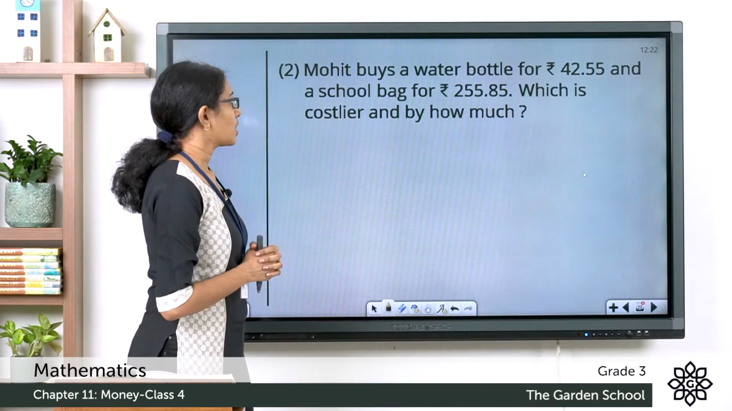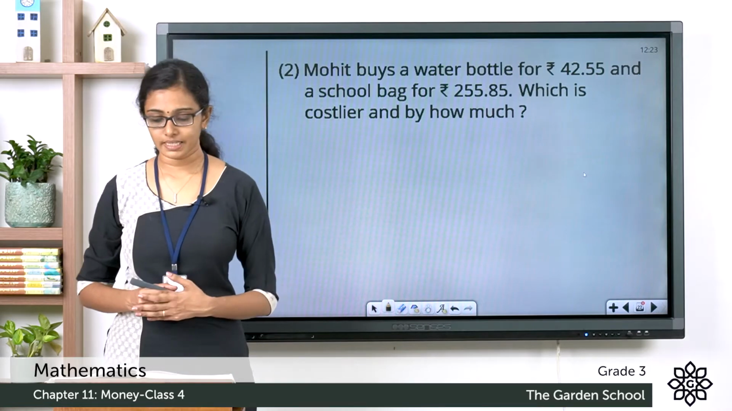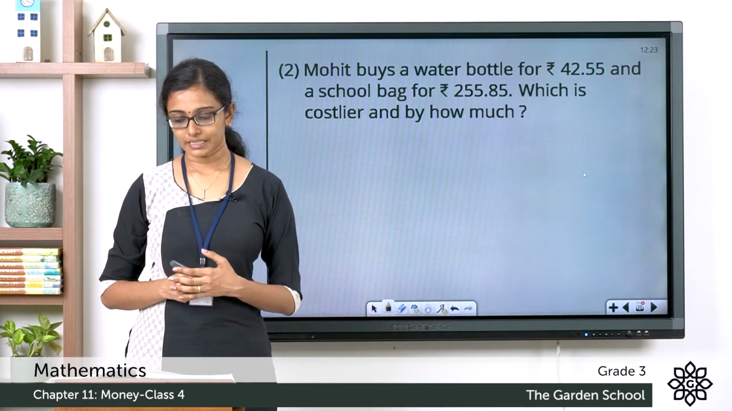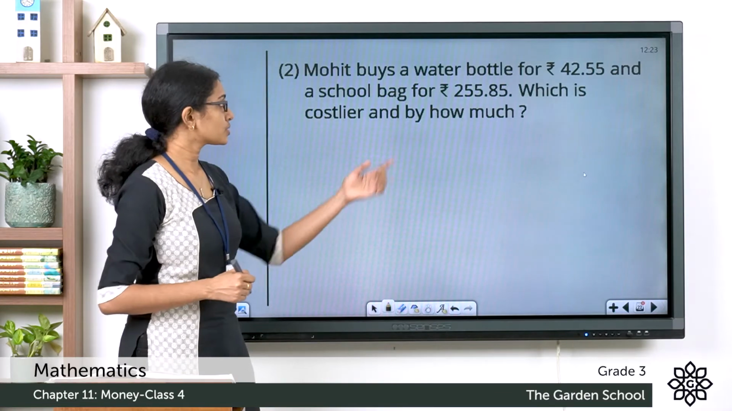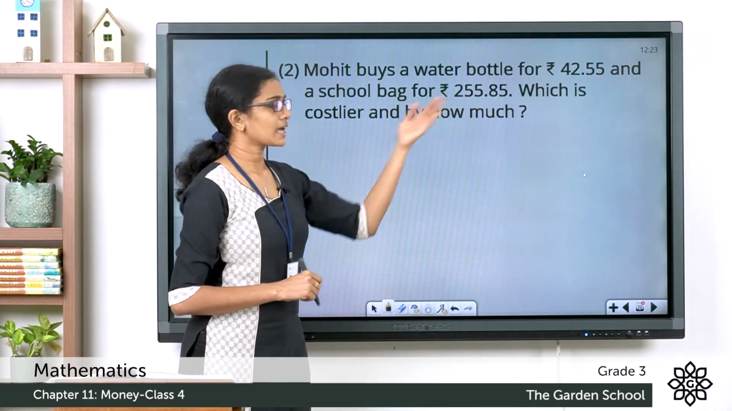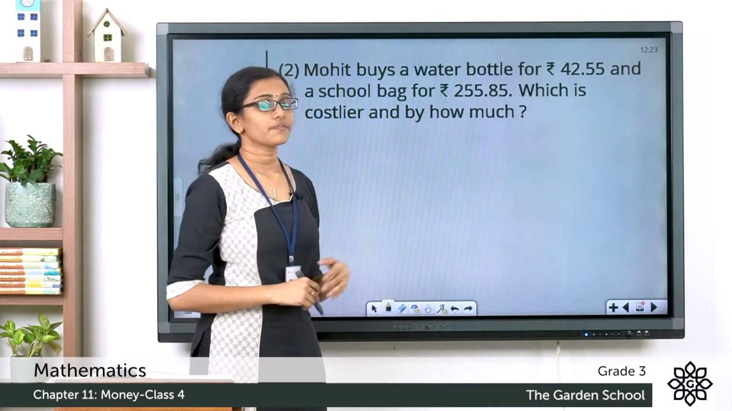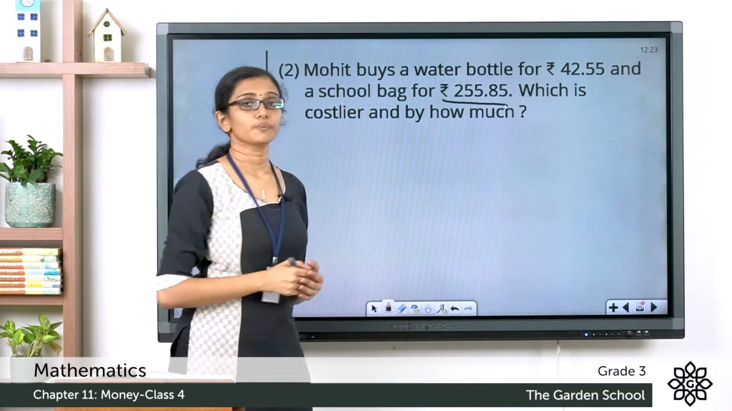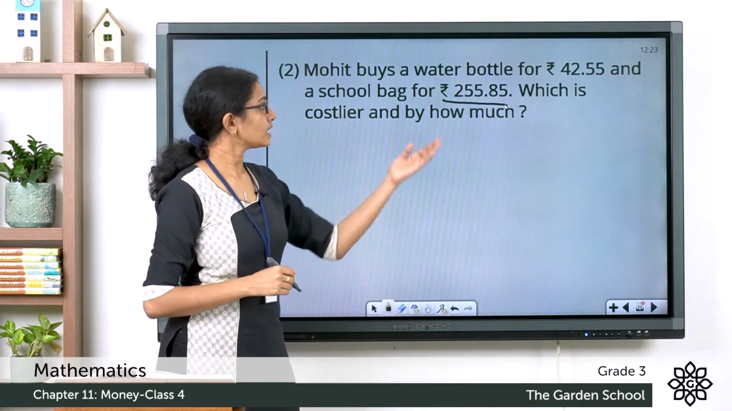Now the second one. Mohit buys a water bottle for 42 rupee 55 paise and a school bag for 255 rupee 85 paise. Which is costlier and by how much? So we are given the cost of a water bottle and the cost of a school bag. So look at the amounts. Which amount is greater? Obviously 255 rupee 85 paise is more than 42 rupee 55 paise. So the school bag costs more than a water bottle.